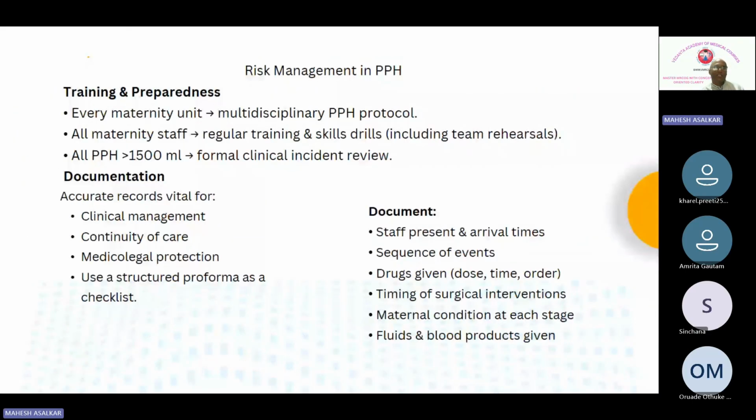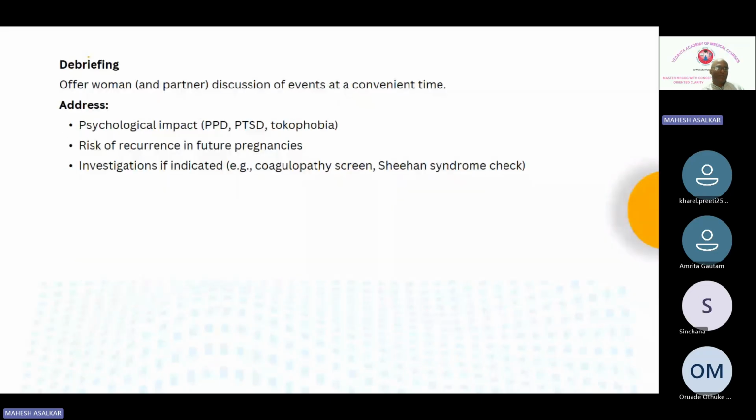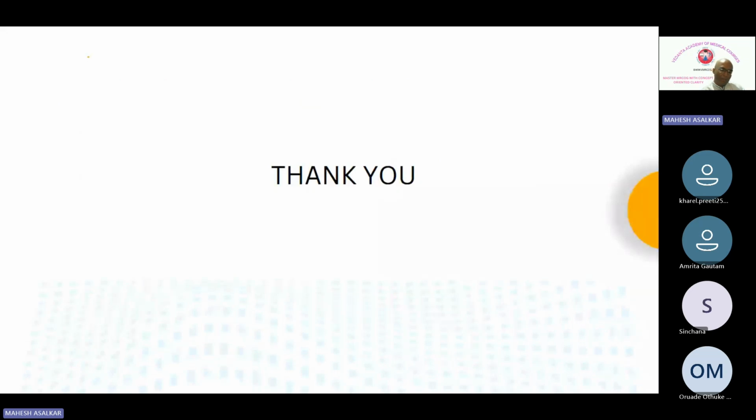Risk management is again not expected for part 2, so I'll skip this slide. Debriefing is a part expected in part 3. So that finishes the topic of postpartum hemorrhage.